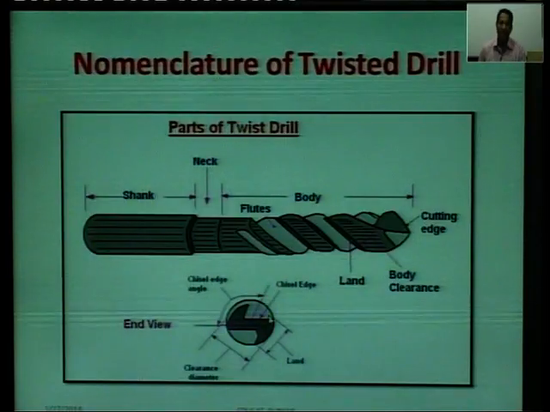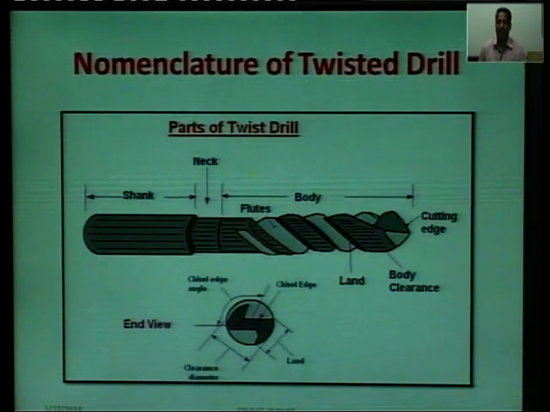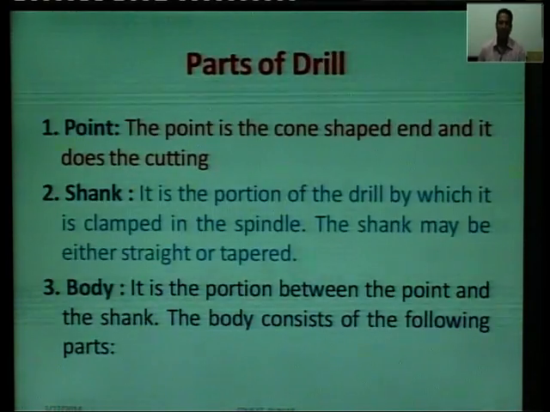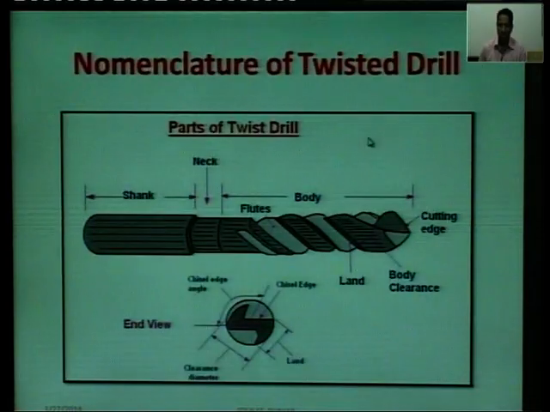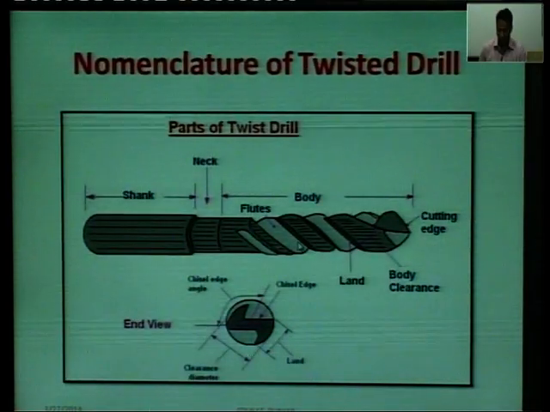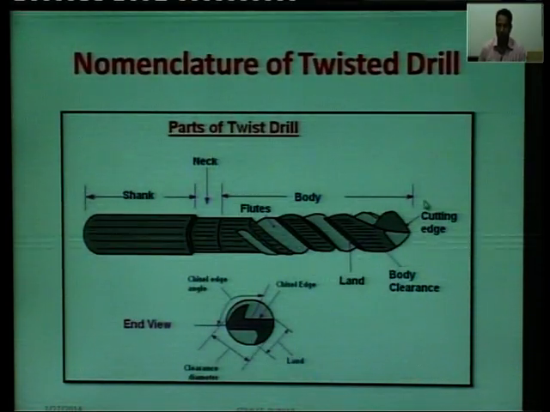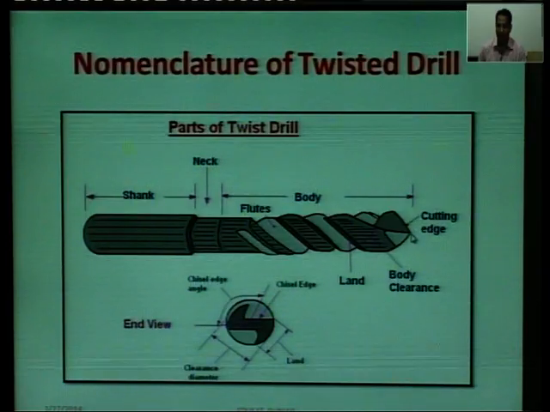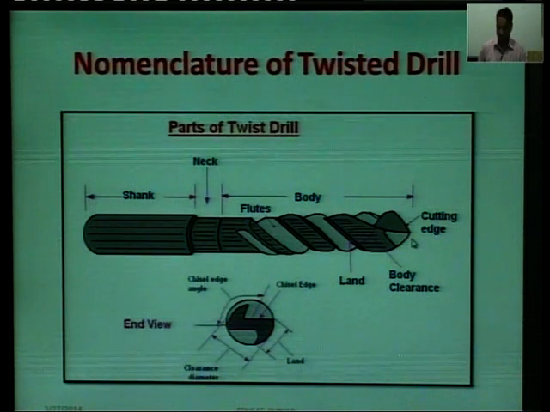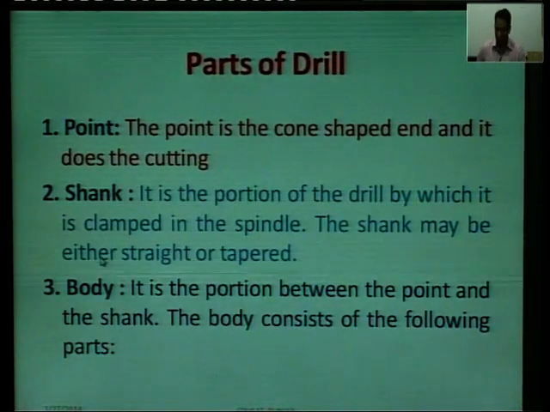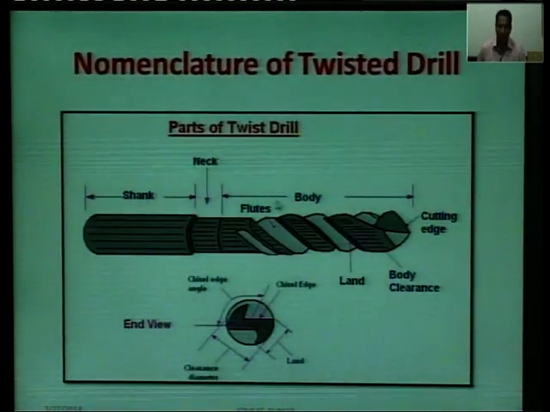If we see this nomenclature of the twist drill in detail, we can see it. The point is the cone shaped end. We have seen it. This is called the point. Edge: this is the cutting edge, cutting point. This is the point, tip, which in Punjabi is called nook. The shank is this part, and this is the body part.